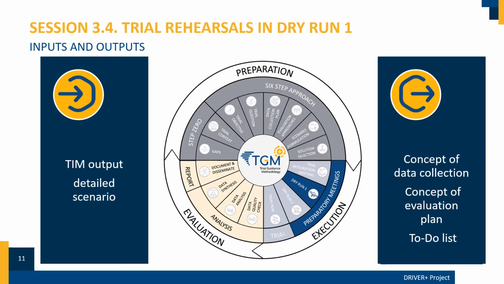The input in this dry run is the TIMS output and the integration done since, and of course a detailed scenario to run through. The output of Dry Run 1 should be a tested concept of data collection, a conceptual evaluation plan, and a to-do list with all tasks to finish to achieve full trial readiness.